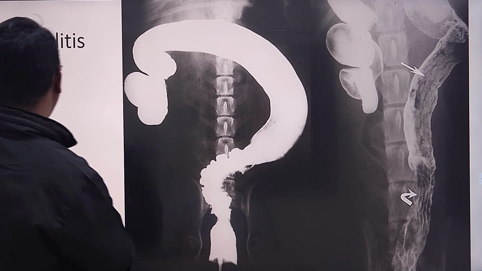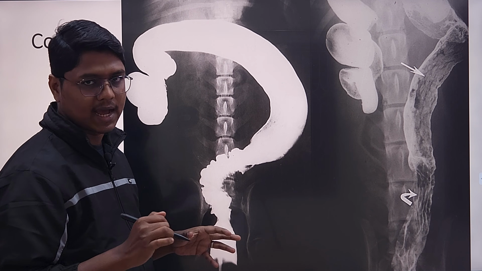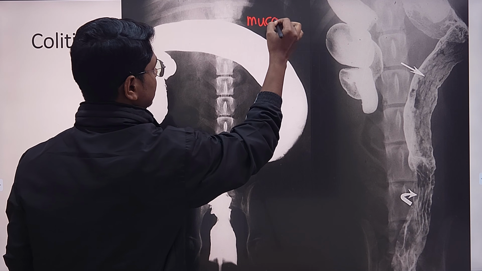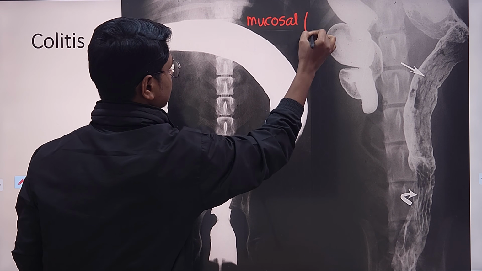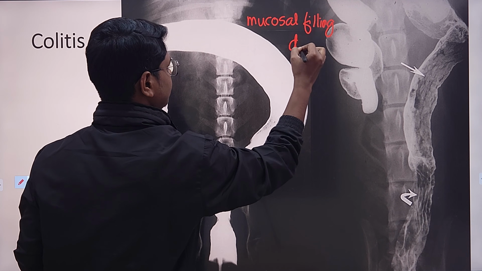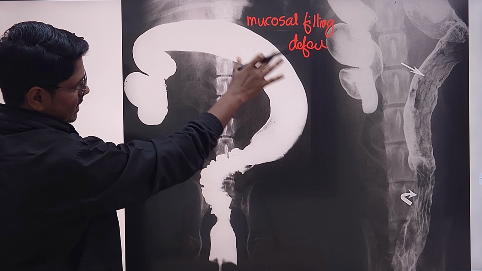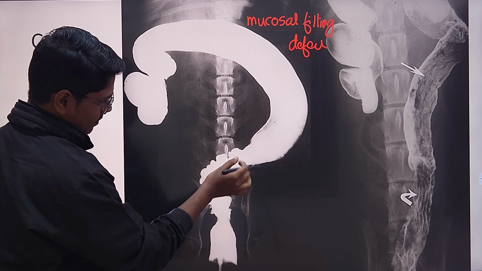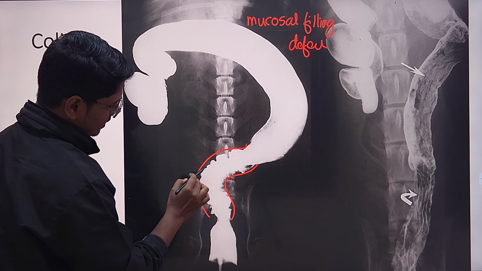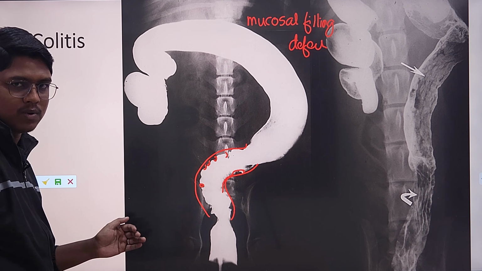The next disease is colitis. In case of colitis, the radiographic findings are mostly mucosal defects, mucosal filling defects. In the left picture, you can see all the parts are equally distended, but this portion is not as distended, and you can find the defects. These defects are signs of colitis.